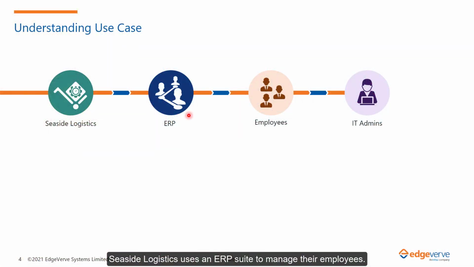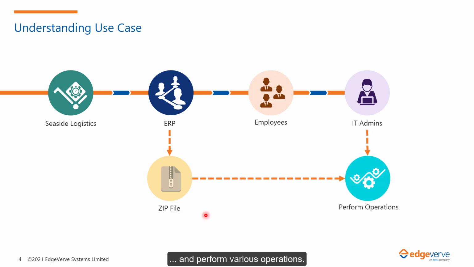Seaside Logistics uses an ERP suite to manage their employees. The IT admins are required to maintain everyday attendance records of their employees of all the departments. The IT admins can download the zip file of the attendance records, which contains the Excel file for the respective department, and perform various operations.